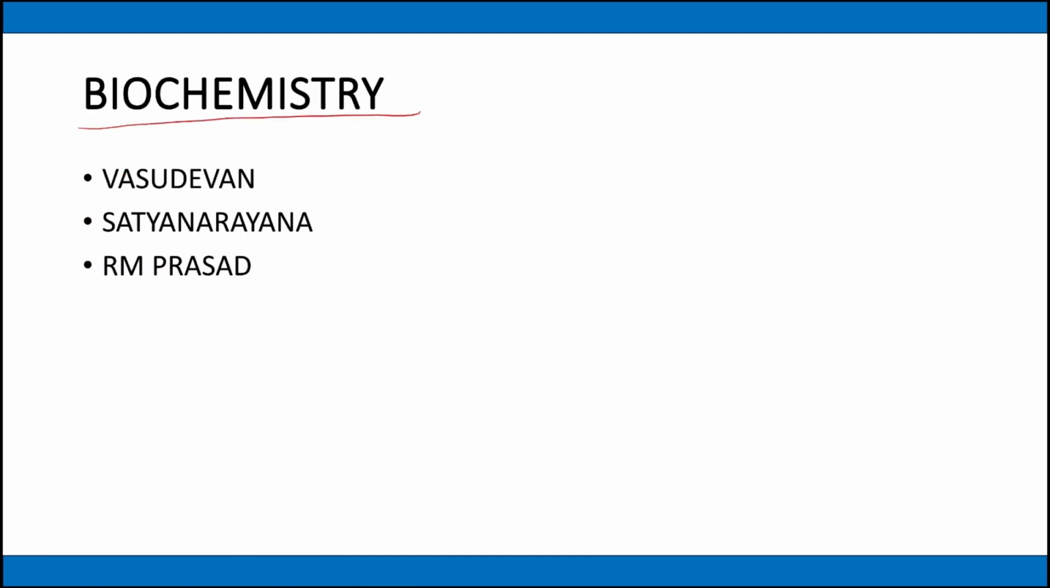Biochemistry, Vasudevan and Satyanarayan are the two standard books which are usually used. The shortcut book for biochemistry, shortcut book basically means which you can use during your tests or exams, but I wouldn't recommend you to read these kinds of shortcut books from the get-go. You'll be better off reading them during exam times. R.M. Prasad is the shortcut book for biochemistry.